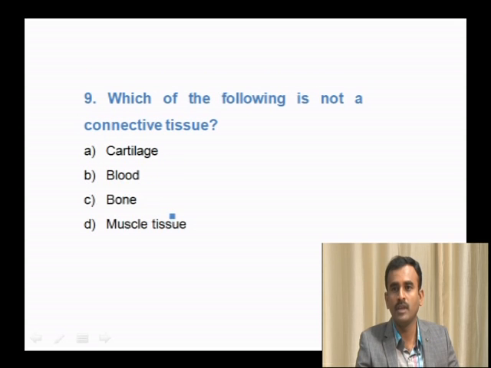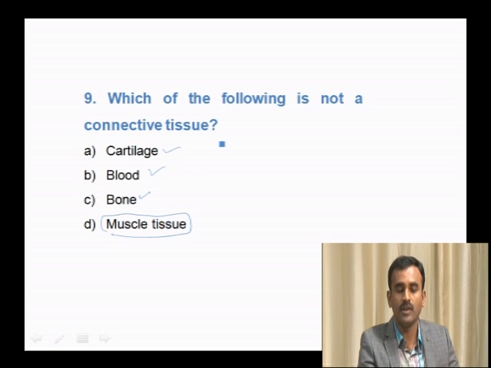Which one of the following is not a connective tissue? Among these, cartilage, bone and blood are three different types of connective tissues, but muscle is a separate tissue. It provides skeletal support or strength and shape to the body. Among these, the odd one, which is not a connective tissue, is muscle. Answer for this question is option D.